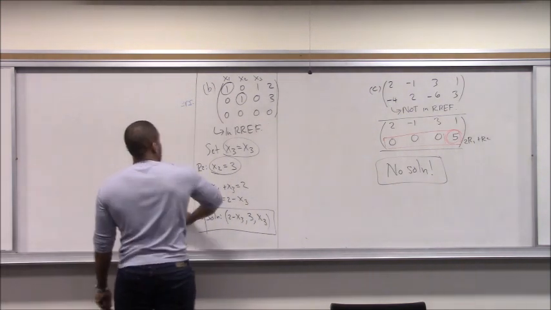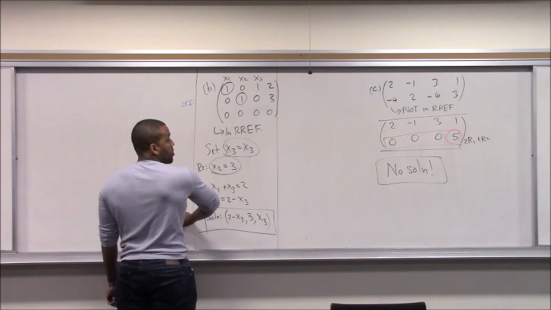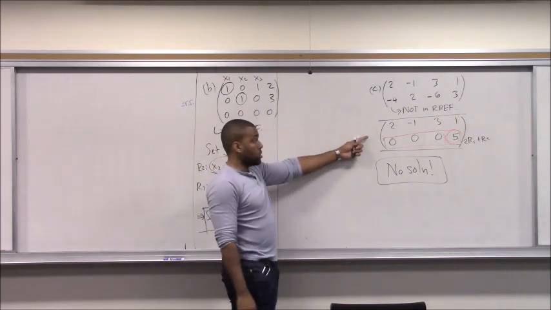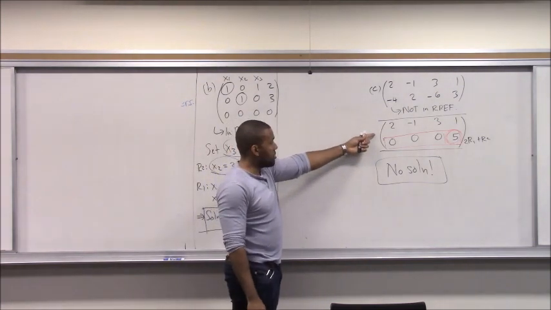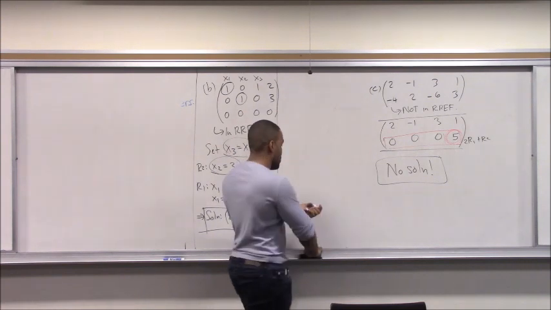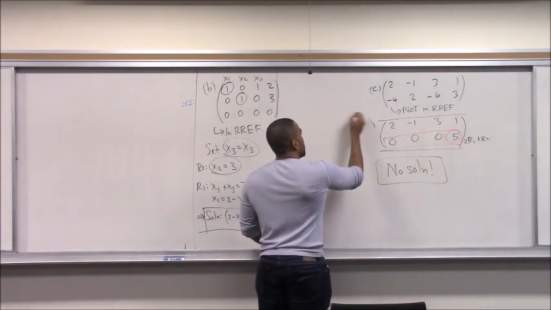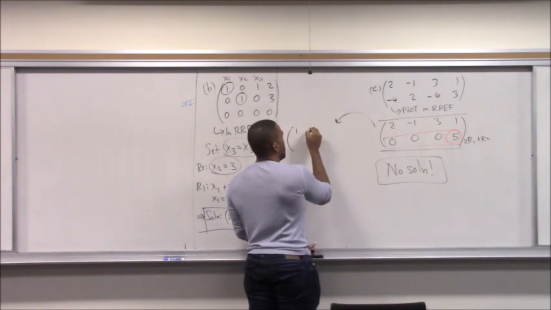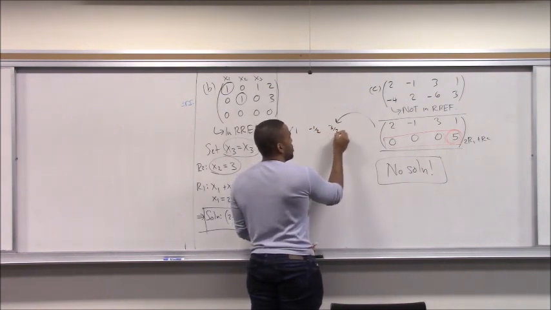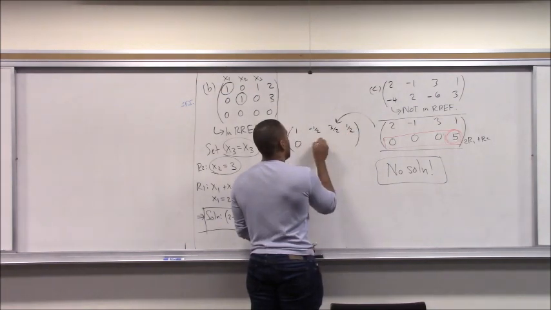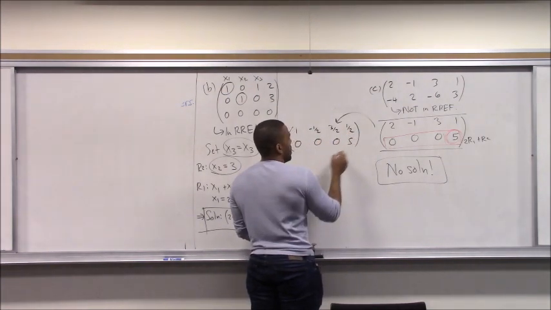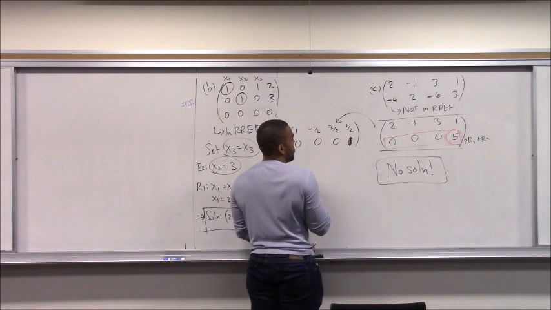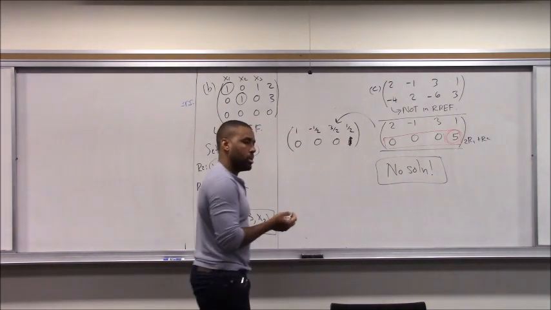Is that in RREF? What, this? Yeah. No. To get it in RREF, at this point I can divide by 2. So the RREF for this would look like 1, minus a half, 3 over 2, a half. And I can divide through by 5. That would be the RREF technically.